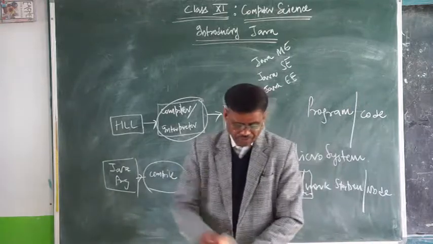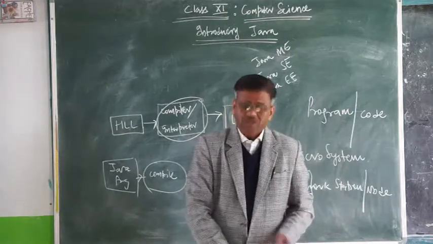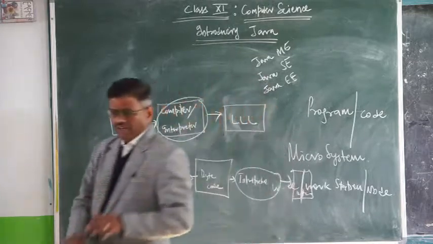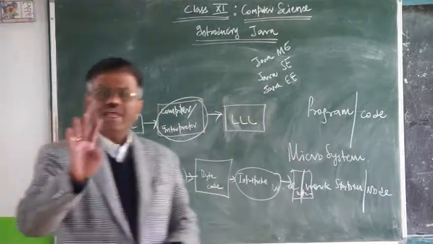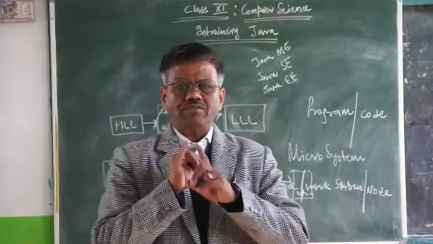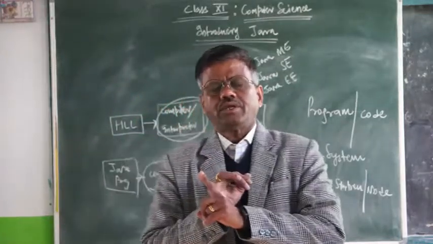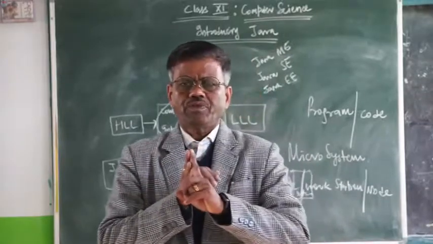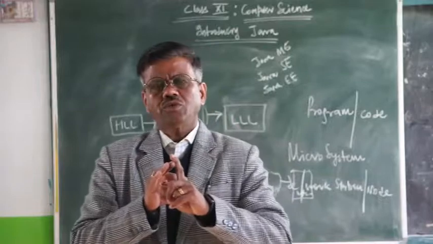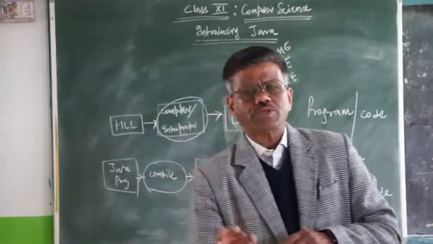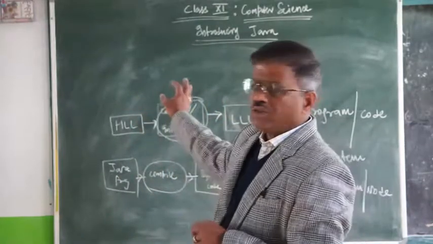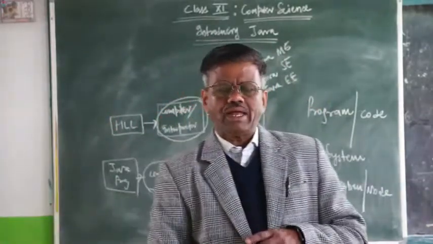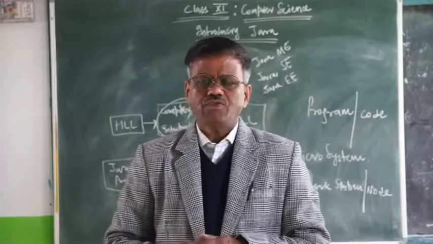Boys and girls, I will have another three more classes, and afterwards I will wind up. We will have four chapters: first, number representations, followed by Boolean algebra, then logic circuits, and then object-oriented programming and Java, the introduction of Java. Only four chapters for your annual examination, which will be held in the month of February 2021.